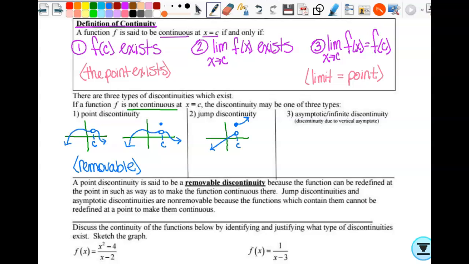Does f of c exist? Yes, it does. Does the limit exist? No, because it jumps. That's why it's called jump discontinuity. So it fails on number 2. Then your asymptotic, infinite discontinuity. Sounds all fancy, doesn't it? So it could look something like this.